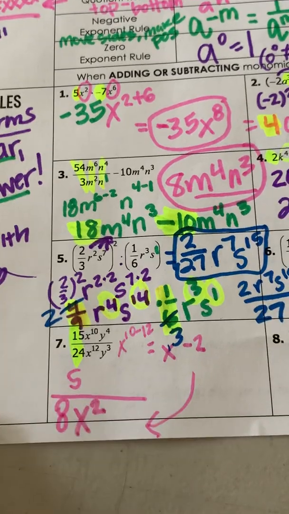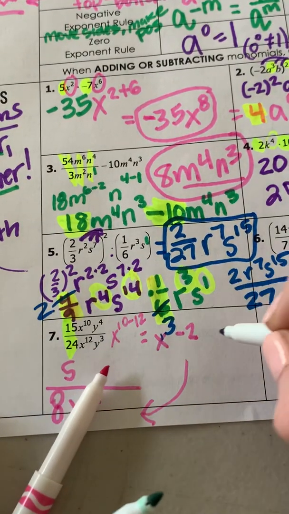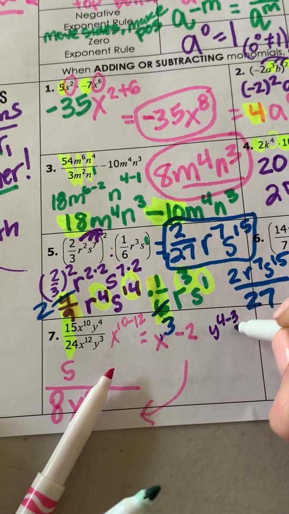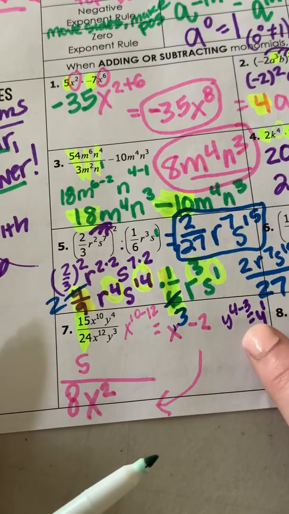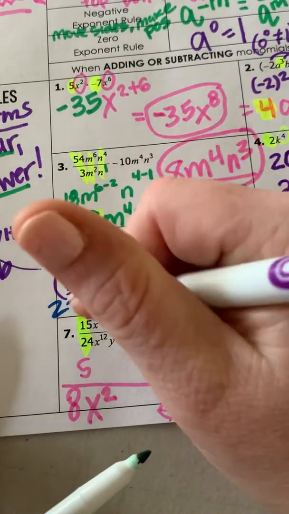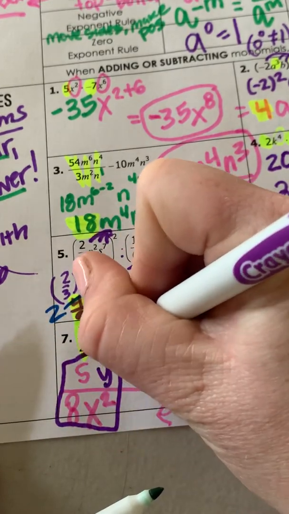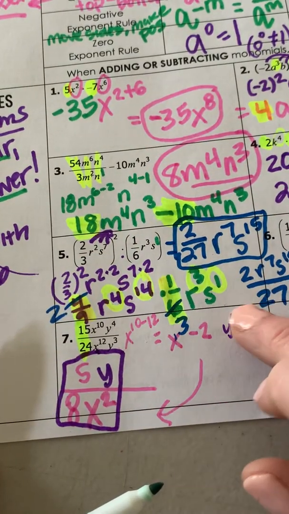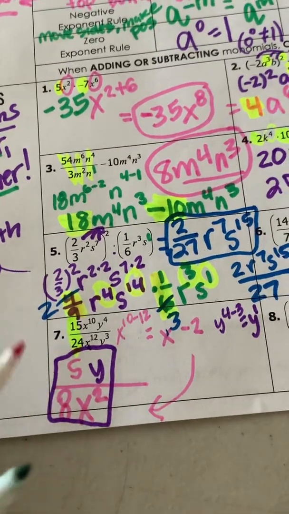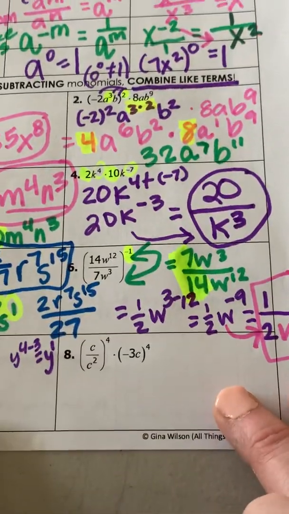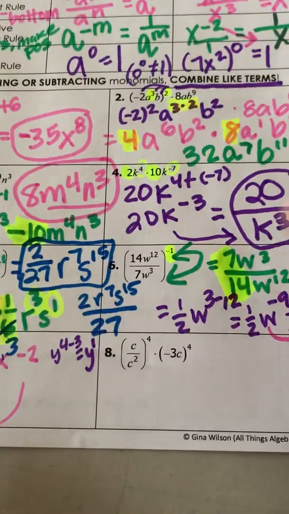Okay, that's my x's. Then my y's would be y to the 4 minus 3. That's y to the 1, or y. This is a positive, so I'm going to keep it on the top, y. That's another way you can do it, okay? Split them off separately and then decide, do they need to go up here or down here? Okay? If you didn't like that way, then you need to do it the way we did number 6.